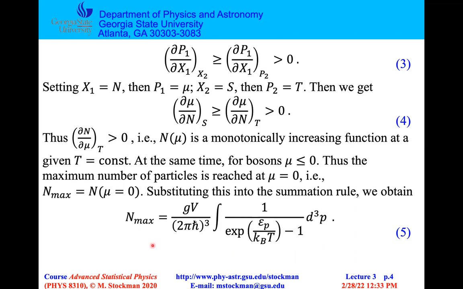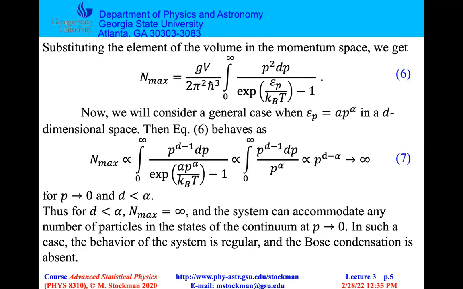And this is a certain integral that I can calculate if I know the dispersion, this function epsilon of p, and I know the dimensionality of the space. Here it is assumed to be 3. But then we'll consider the other dimensionalities. So we'll substitute the element of the volume in momentum space, and we get p squared dp times 4 pi. I cancel the denominator, getting 2 pi squared h cubed. This is the dispersion of the particle, which at this moment is arbitrary. And I set mu equals 0 to get the maximum number of particles.